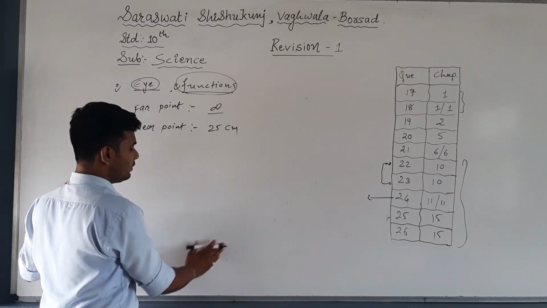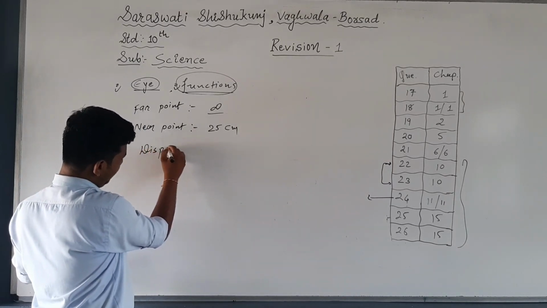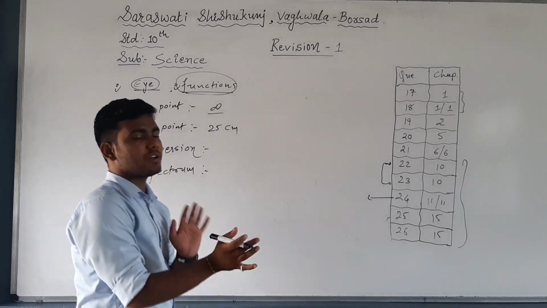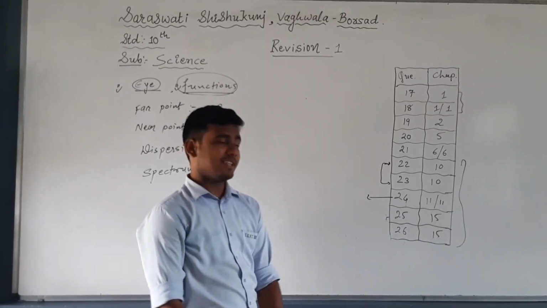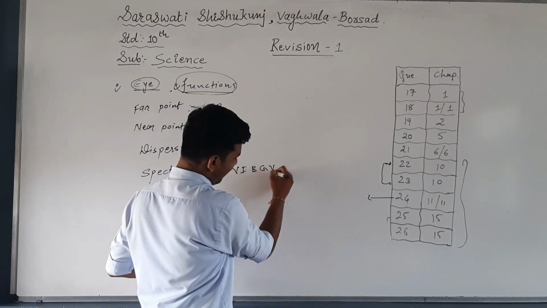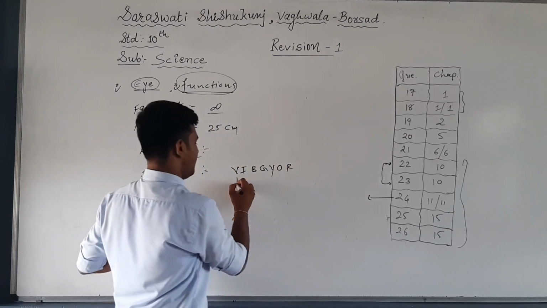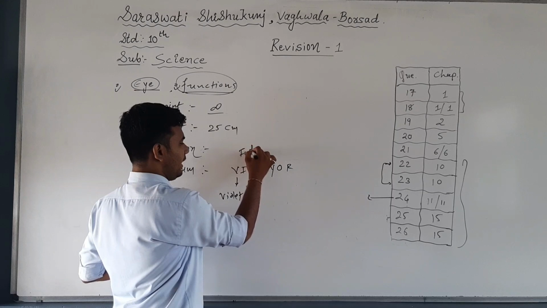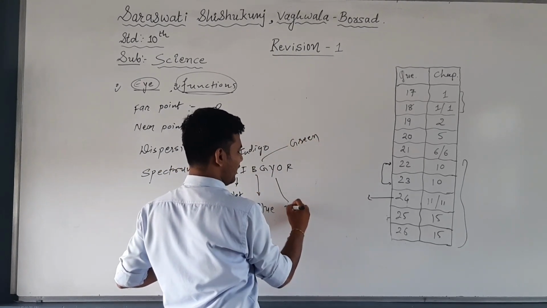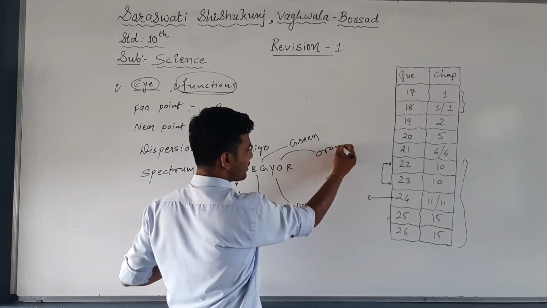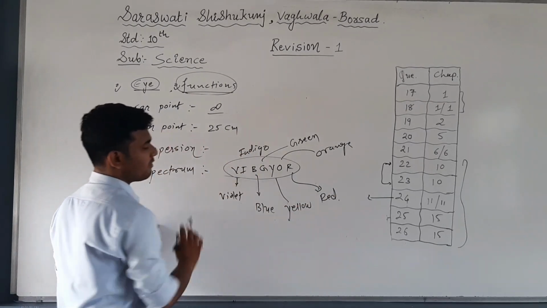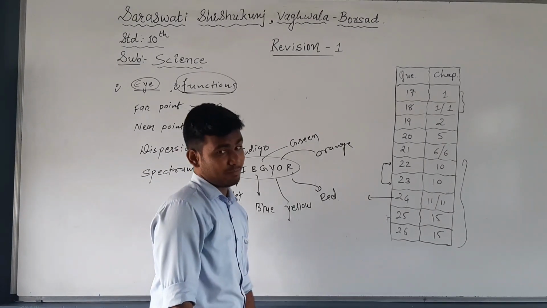Also, we have to understand the definition of dispersion and spectrum. So what is dispersion? Separation of white light into its 7 different colors is considered as dispersion of light. And the spectrum we get is VIBGYOR. V stands for violet, I stands for indigo, B stands for blue, G stands for green, Y stands for yellow, O stands for orange, and R stands for red. So this full form of VIBGYOR, it's almost clear in your mind, so it can be asked to you in 1 mark also.